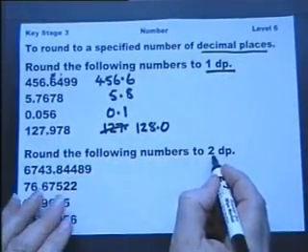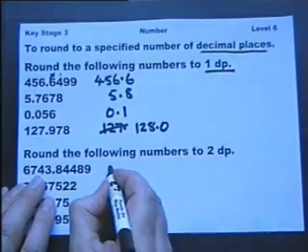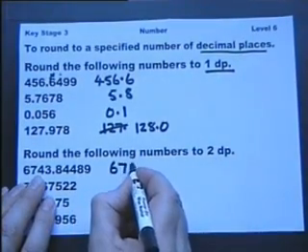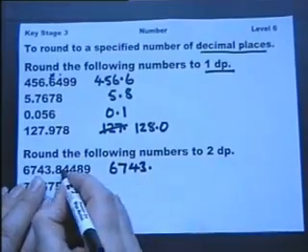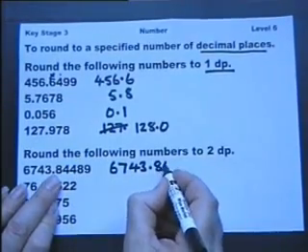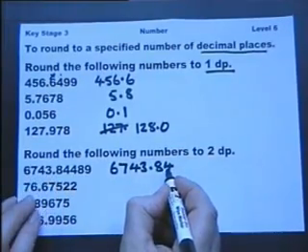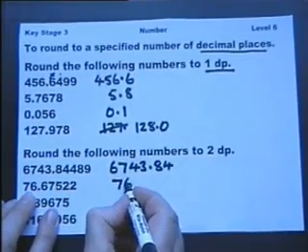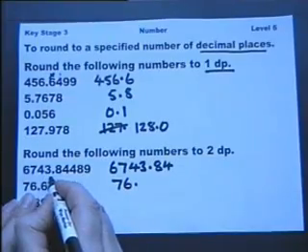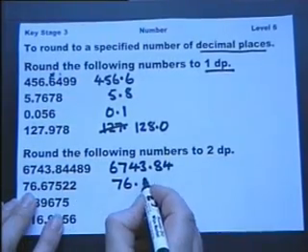Now let's round these to two decimal places. So we write down anything in front of the decimal point, count our two places, look at the next number to see if to round it up or not. Write down anything in front of the decimal place, count our two places, look to see if we need to round up.